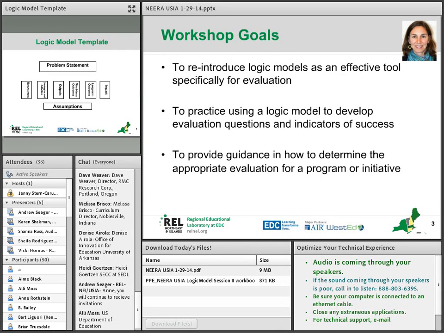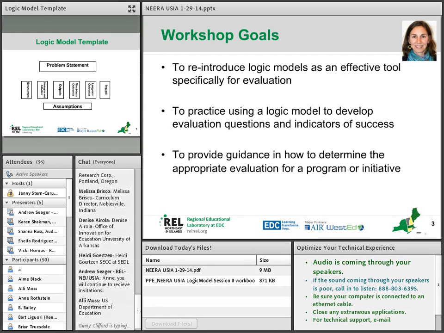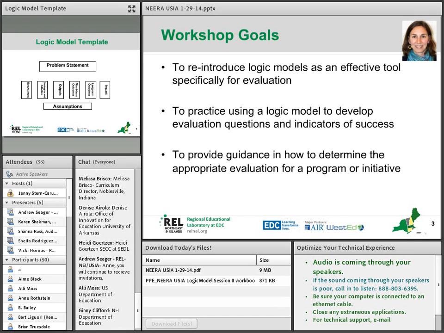So our goals for today are to reintroduce you to logic models, to practice using logic models as a tool for developing evaluation questions and indicators of success, and to provide you with some guidance and some tools that you can use when you begin to determine the appropriate evaluation questions and the type of evaluation you might want to do for a given program or initiative. I'll stop there and say that we're hoping that you will walk through this workshop with a particular program or policy in mind that you might be thinking about as we ask you to engage in these activities. So just take a moment in your mind to think about, well, what is a program or a policy that I would like to be thinking about as I walk through each of these activities.